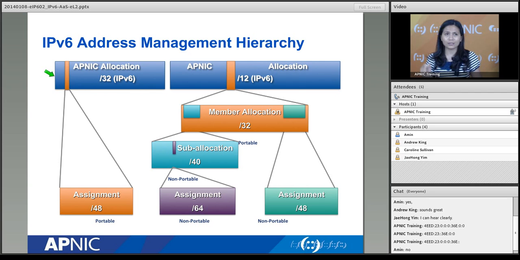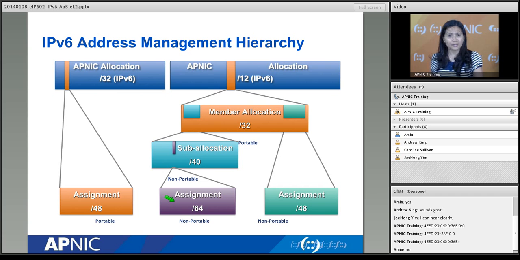And from there, you can do your sub-allocations, maybe sub-allocate /40 if it's big, sub-allocate /48s to your customers, or /64s if it's very small. So that's the difference between allocation and assignment.